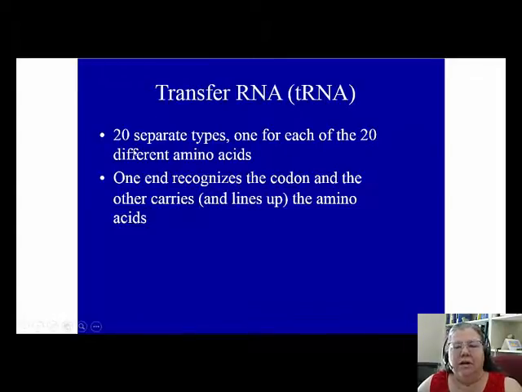So there are 20 different types of transfer RNA. There's one for each of the 20 amino acids. And one end recognizes the codon, the 3-letter word, and the other lines up the amino acids.